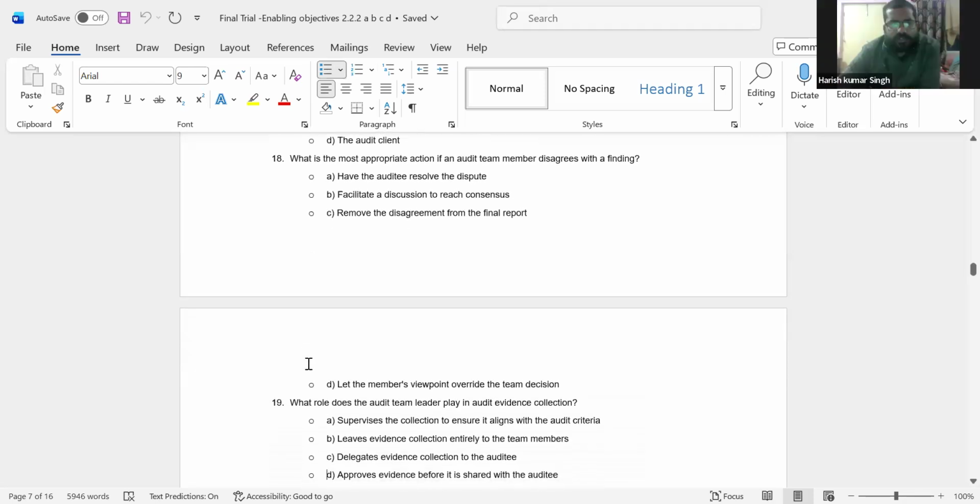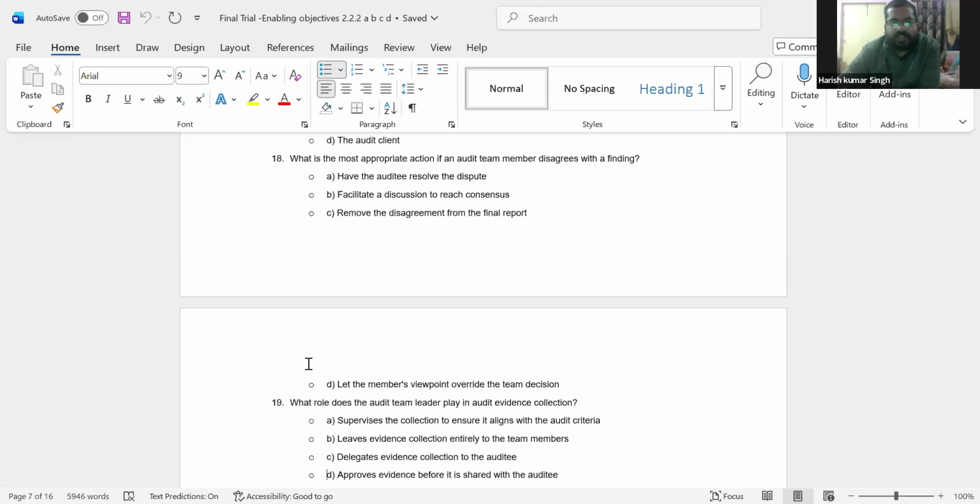Right. 18th. What is the most appropriate action if an audit team member disagrees with a finding? A. Have the auditee resolve the dispute. B. Facilitate a discussion to reach consensus. C. Remove the disagreement from the final report. D. Let the member's viewpoint override the team decision.